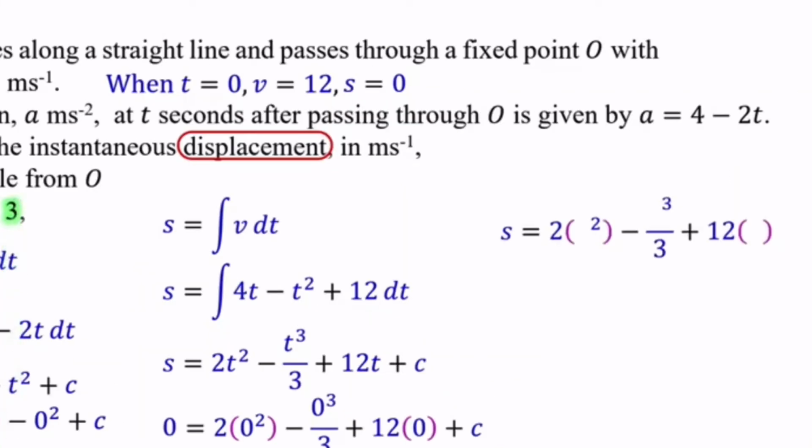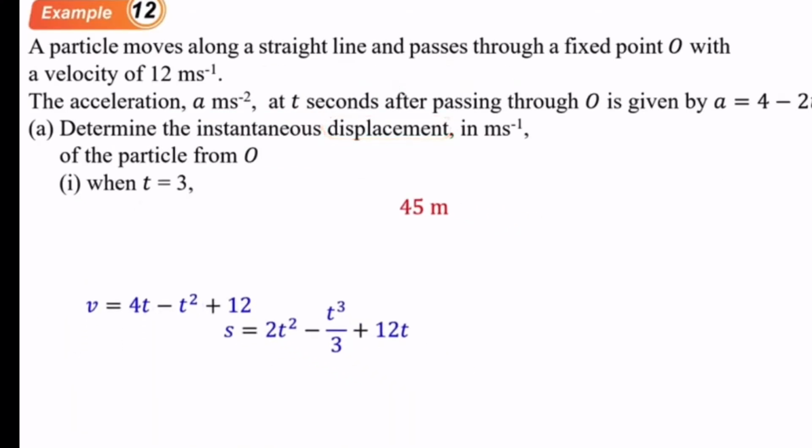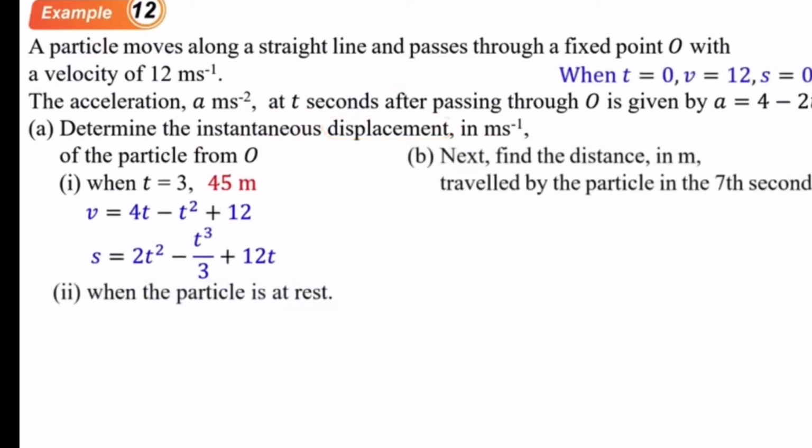Need to find the displacement when t equals 3, so we substitute 3 into the displacement. So we solve, the s is 45 meters. Okay, so we need to do it step by step. So when t equals 3, the displacement is 45 meters.